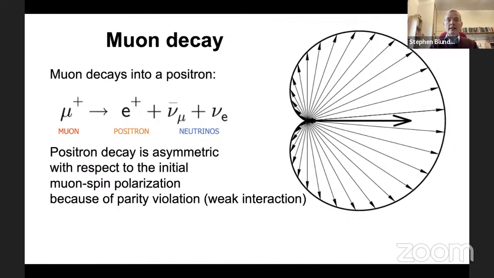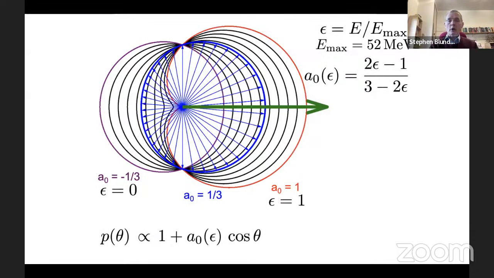So the curves become slightly more complicated. And in fact, for very low energies, the asymmetry is reversed. But on average, we actually have this blue curve. And this blue curve gives us an average asymmetry of about a third, meaning that it's much more likely that the positron is emitted in the same direction as the muon spin. So forgetting about all of those fine details, let's just go through how an experiment works.